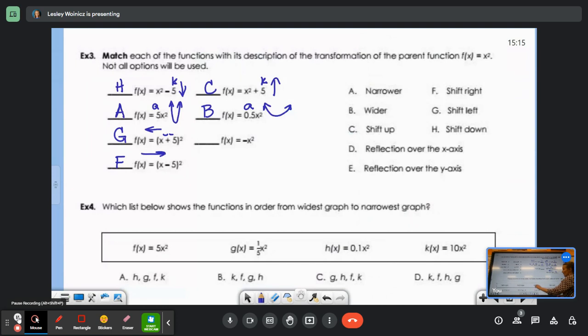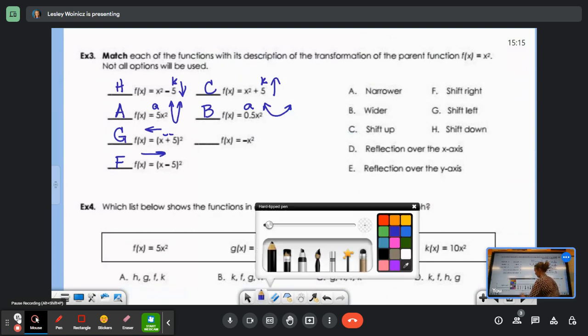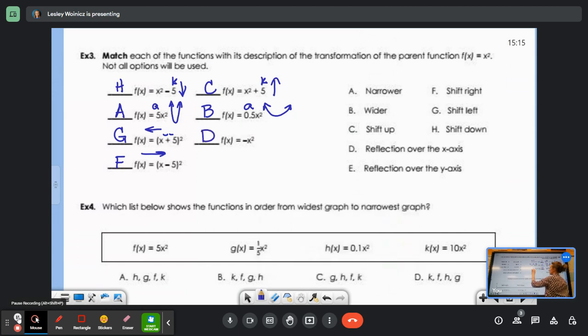Okay. All right, what about this? What if I put a negative in front of my x squared? It's D, it's rocks. Reflection over the x-axis.